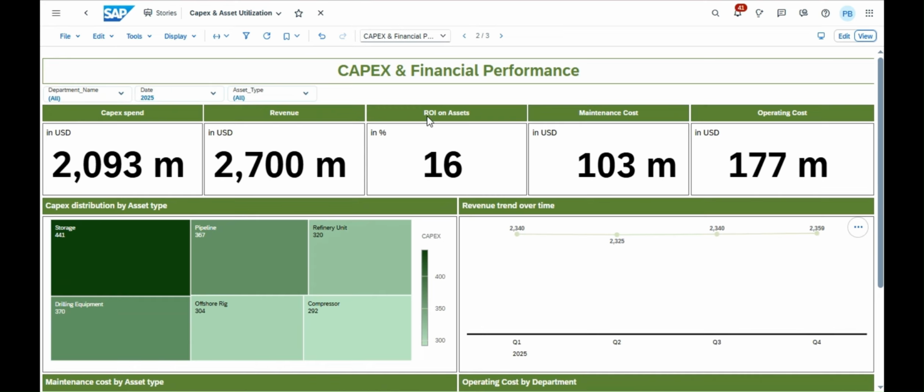The ROI on assets currently stands at 16%, representing the profitability generated from asset investments. Moving on, the maintenance cost is measured at $103 million, helping organizations monitor maintenance spending and operational upkeep efficiency. Finally, the operating cost stands at $177 million US, providing insight into overall operational expenditure across departments and assets. Together, these KPIs provide a complete view of financial efficiency, asset profitability, and operational spending.